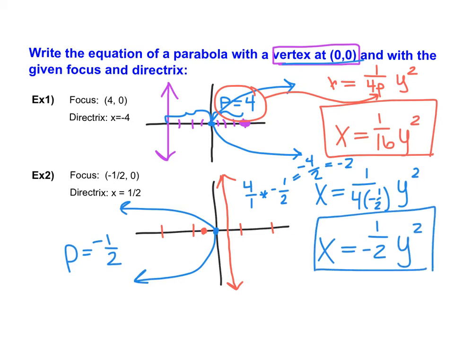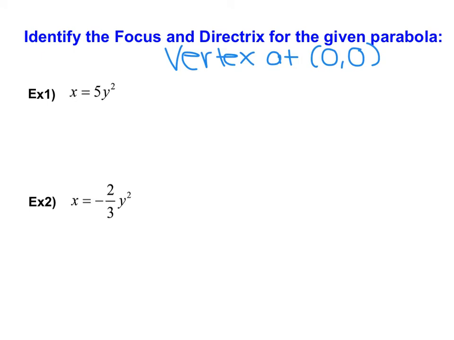So now we're going to apply this thinking in reverse, and we're going to identify the focus and directrix for a parabola with a vertex at 0, 0 with the given equation. So remember, the first thing we need to do is identify our p value, which comes from this value right here. So remember, 5 was created by taking 1 over 4 times p. So we're going to say 5 is equal to 1 over 4 times p.